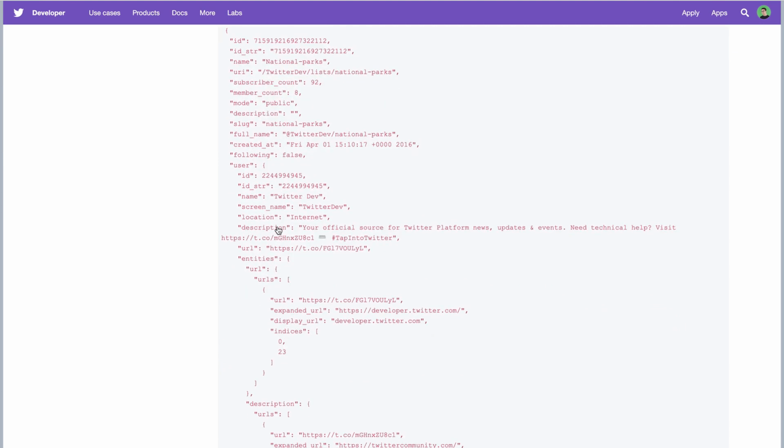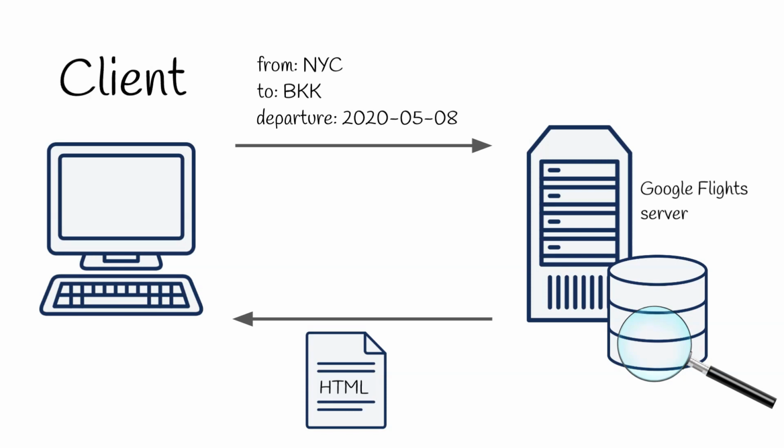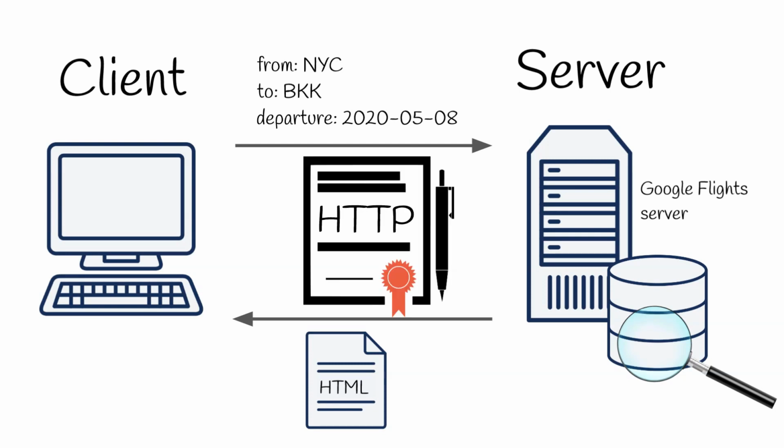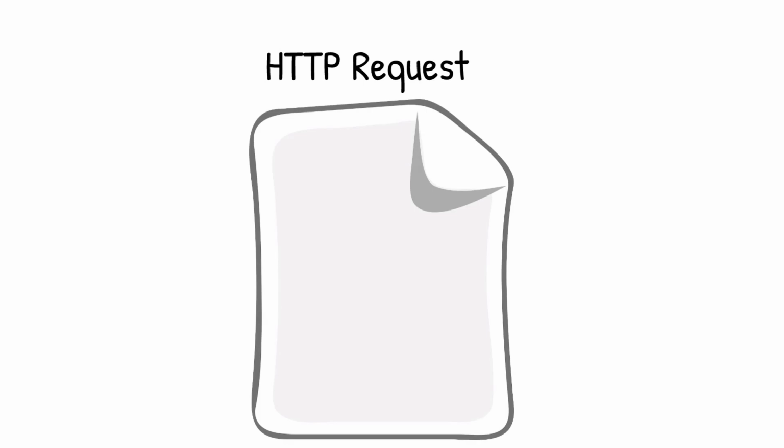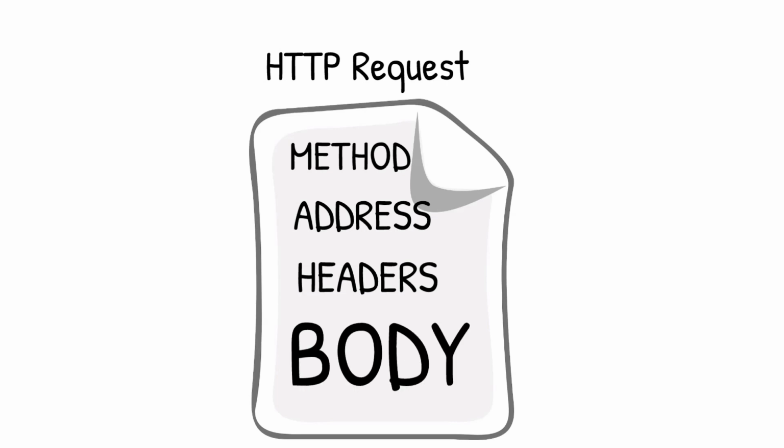So let's try to go back to the basics and understand how HTTP works. As you may remember, in the communication between a client and a server, HTTP messages are exchanged. The client will send an HTTP request, and the server will answer with an HTTP response. An HTTP request has the following parts. It has an HTTP method, also called an HTTP verb. It has the address or the URL where the data is requested. It also includes some headers and a body.